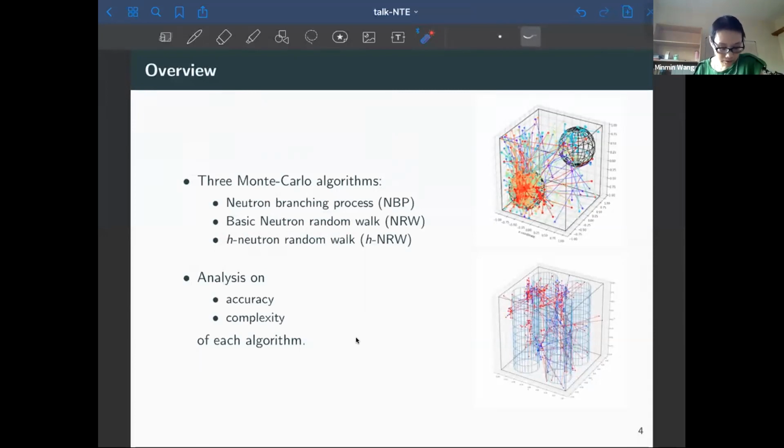I'll talk about these algorithms in more detail. And then using some well-known tools on branching processes, we can also carry out analysis on the accuracy and complexity of each of these algorithms. All right, so this is the plan.